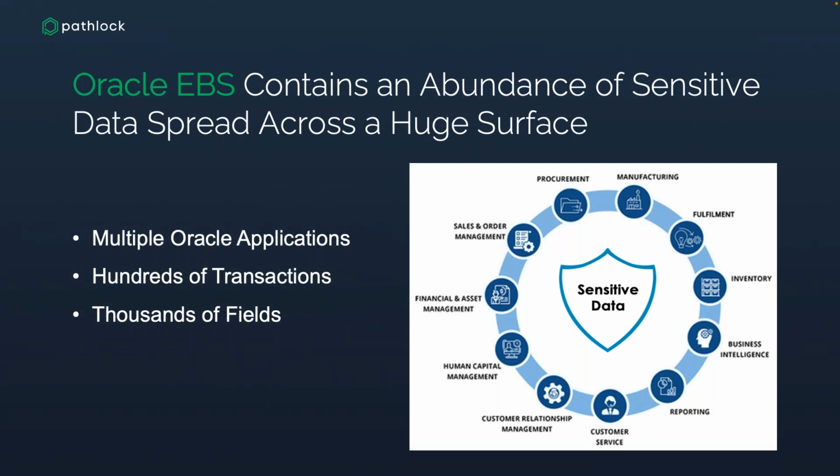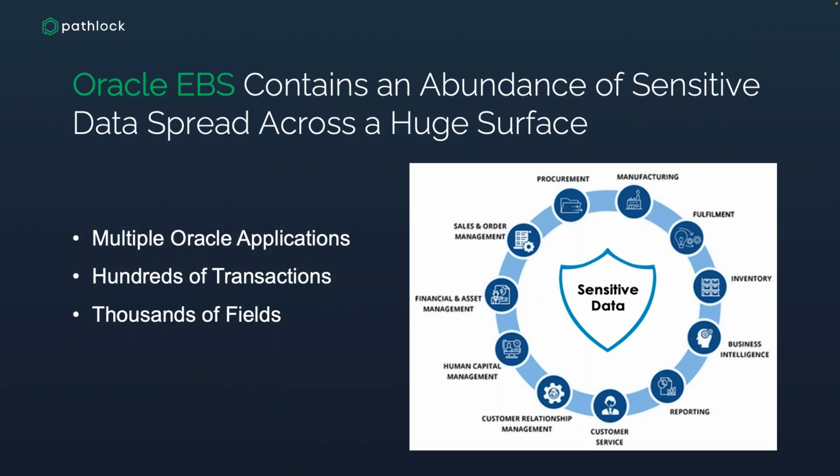And what that does, though, is it really makes data replicate all over. So you may be working with HCM, you could be in financials, you could be doing inventory, you can be doing customer service. All of these different application sets can contain sensitive information, for example, and there's hundreds of transactions and thousands of fields inside of this system. So it really is something that you have to understand. The sensitive data is really spread across a huge surface inside of these ERP systems.